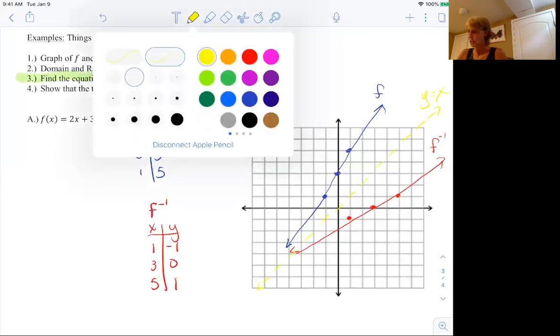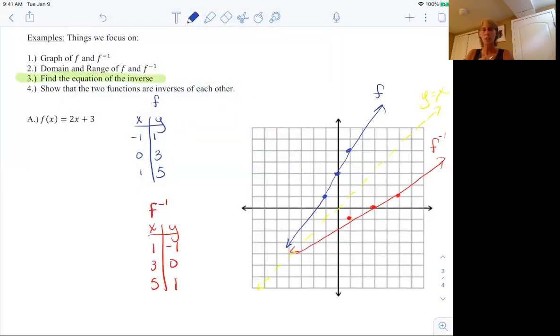Going back now to our next question, let's identify the domain and range. For this function, it's very easy. They're both lines. So my domain is all reals and my range is all reals. I might as well write out the word. That's going to be true for my inverse function as well.